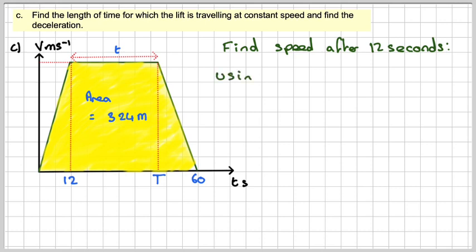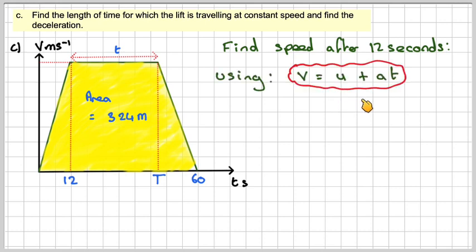Okay, to do that, I'm going to use SUVAT. v = u + at. So my speed will be v = 0 (starts from rest) + 0.6 × 12, which gives me 7.2 meters per second, and I'll put that on my graph. And now I can use the area of the graph.